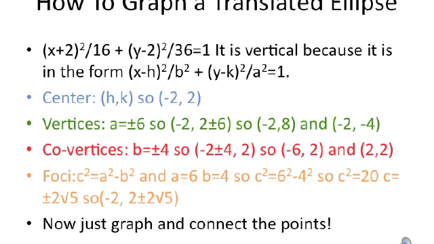To solve for the foci, we have the equation c squared equals a squared minus b squared, and since a equals 6 and b equals 4, the equation is c squared equals 6 squared minus 4 squared, and c squared equals 20, so c equals positive, negative 2 square root 5. So the final foci points are negative 2, 2 plus or minus 2 square root 5. Now we just graph and connect the points.